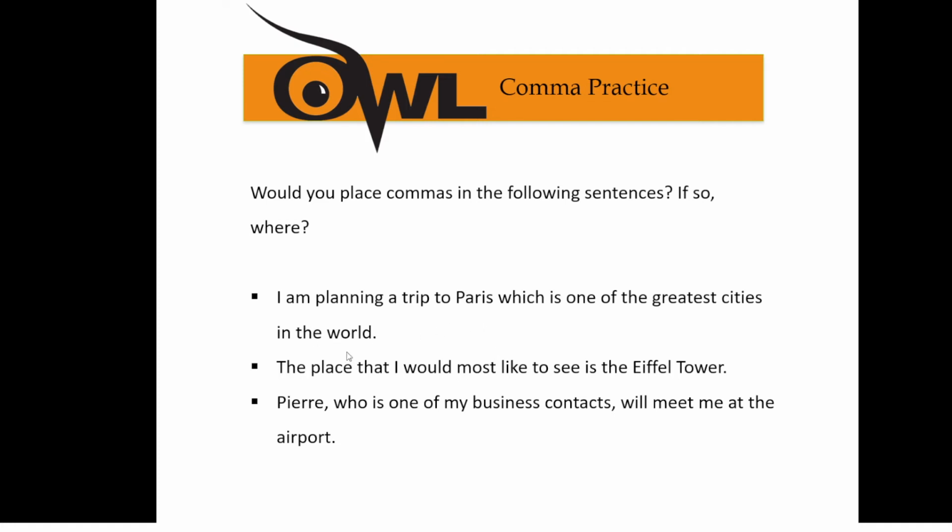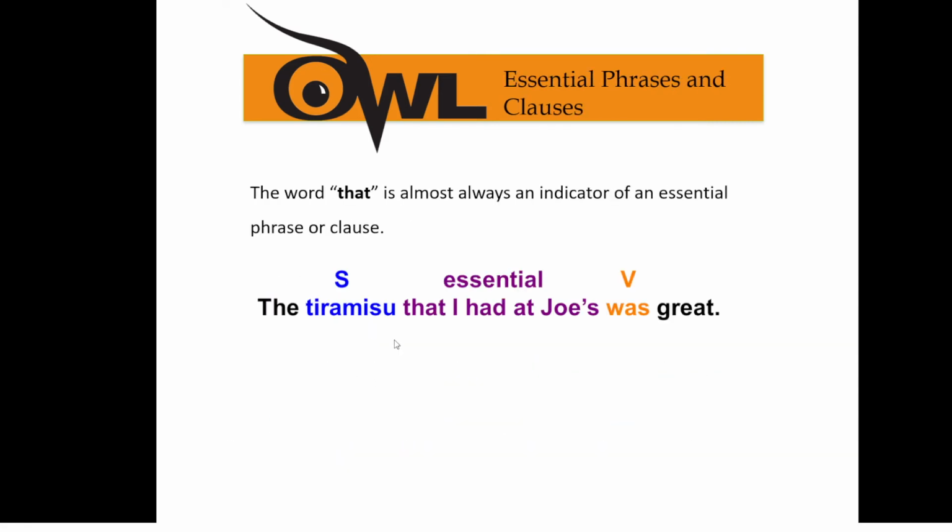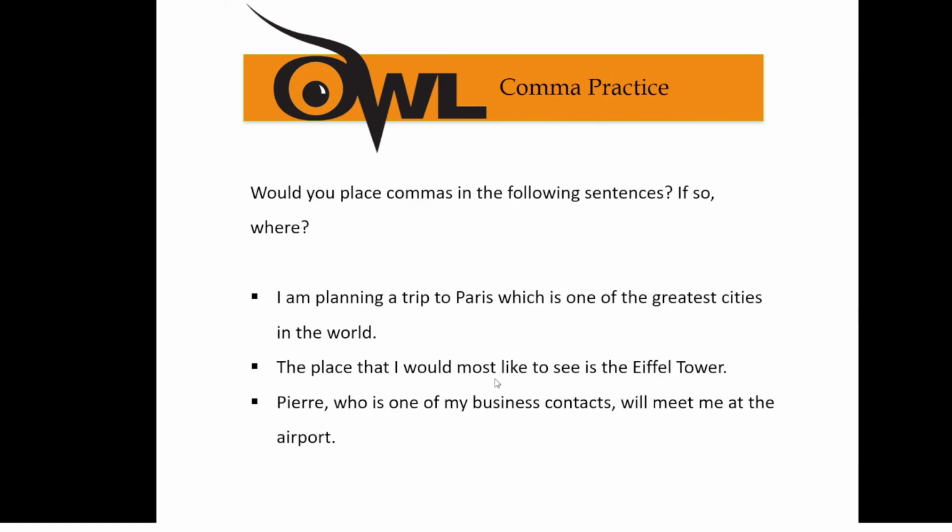Okay. The place that I would most like to see is the Eiffel Tower. Here, that word "that," which was a clue, is almost always an indicator of an essential phrase or clause, giving essential information. Because if we take out the phrase that I would most like to see, then all we have is the place is the Eiffel Tower. What place? The place where I left a baguette. The place where my parents first met. I don't know. We need that I would most like to see.